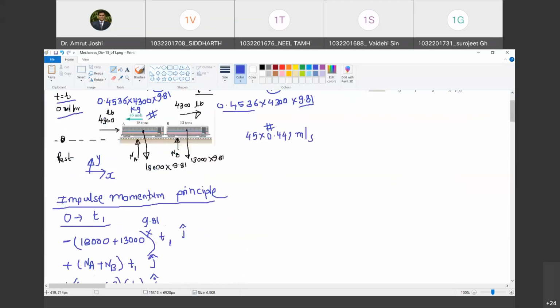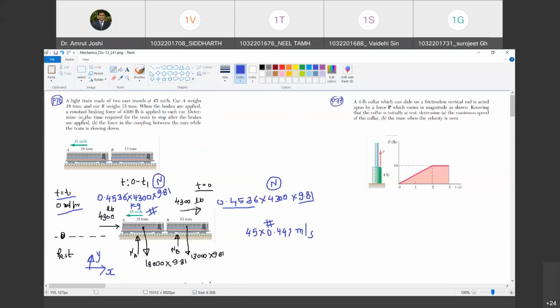Okay, so this was about the first part. Are you with me? And now what is the part B? The force in the coupling between the cars while the train is slowing down. That is what is asked. So this is the coupling. So to get the force in coupling, I will have to give a cut at the coupling. Do you agree with me?